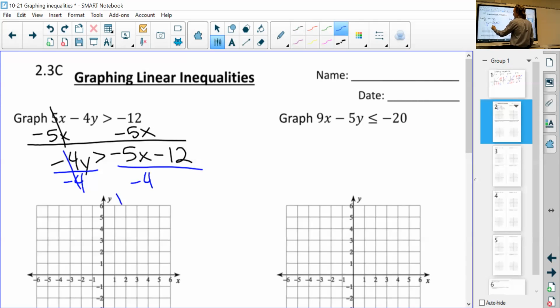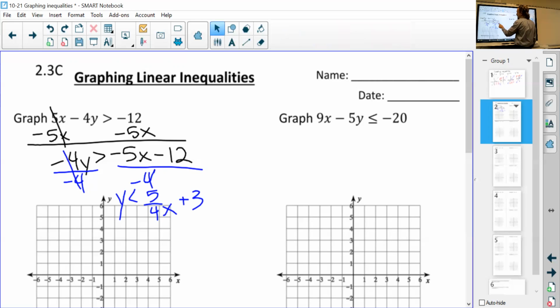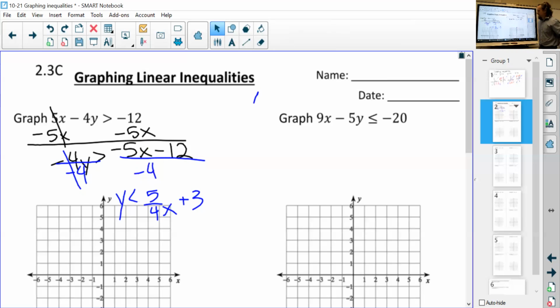So we're going to be left with y. And then since we divided by a negative, the sign's going to flip. So instead of greater than, it's going to be less than. Negative 5 divided by negative 4 is just 5/4 x. Remember, negative divided by negative is positive. And then 12 divided by negative 4 is positive 3. Okay? And this isn't great. I wish. Slide all this up. Get rid of that. Okay. That looks a little better.